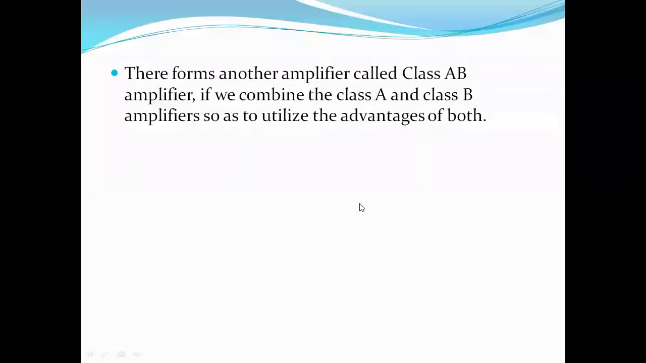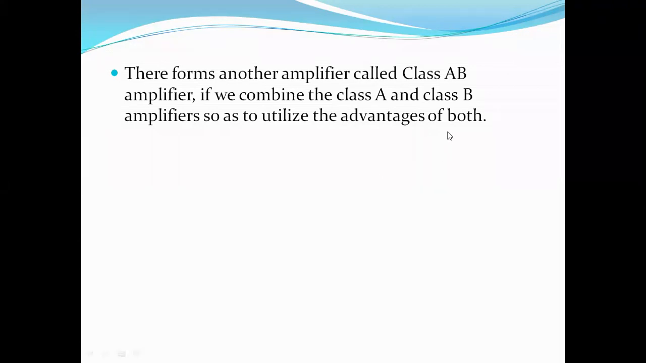And the fourth one is class AB power amplifier. So there is also another amplifier, which we can call the class AB power amplifier. It is the combination of class A and class B amplifiers. So as to utilize the advantages of both class A and class B, we can operate the amplifier in this region. In class AB amplifier, the transistor conducts greater than 180 degrees but less than 360 degrees.